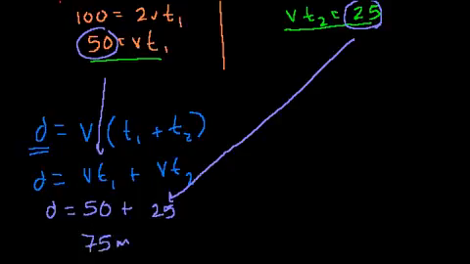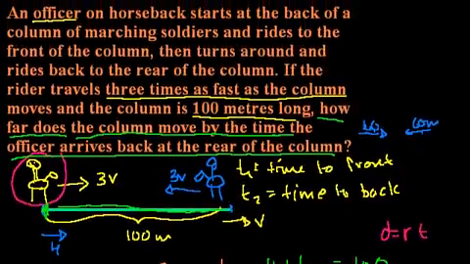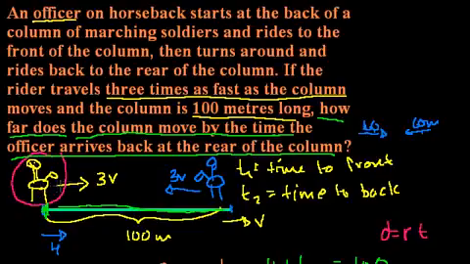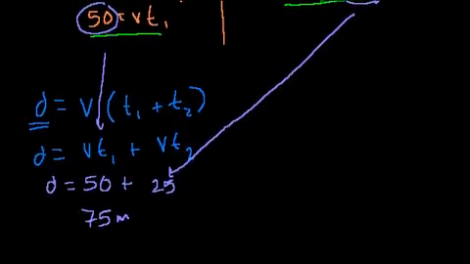And this is a neat problem because they didn't tell us how fast the column is actually going. They're just saying it's v. They just said that the officer is going 3 times as fast, but we don't know absolute velocities. But we were still able to figure out, even without knowing the absolute times, the total distance that the column traveled.